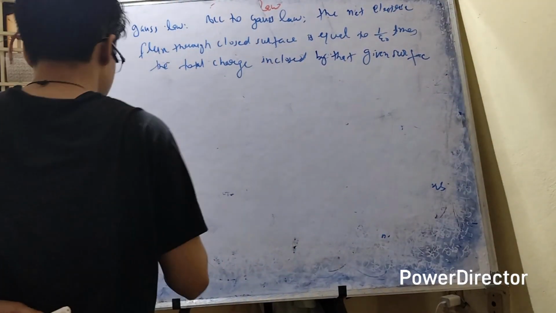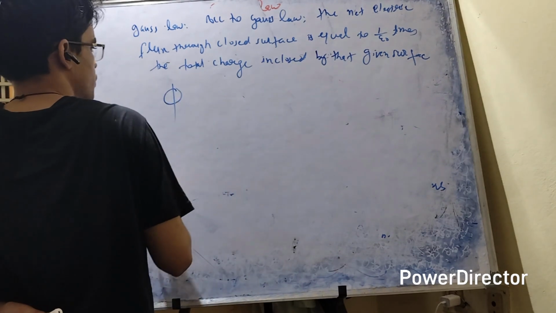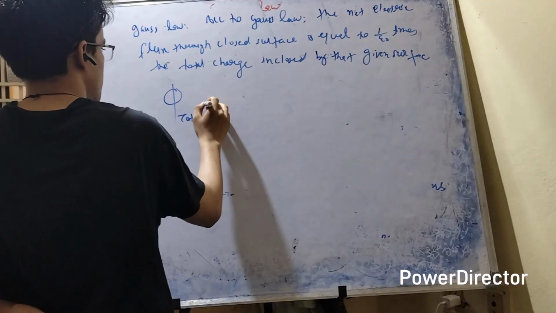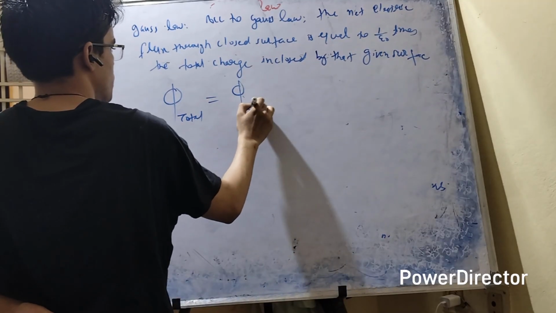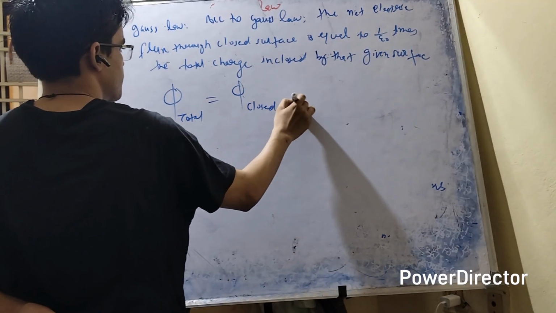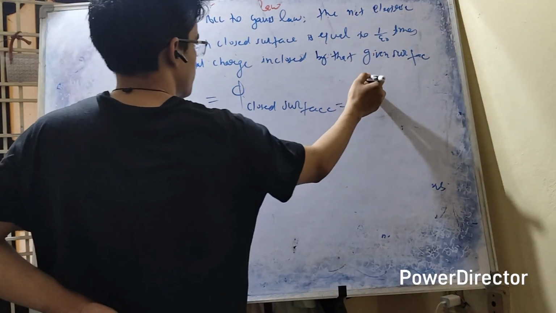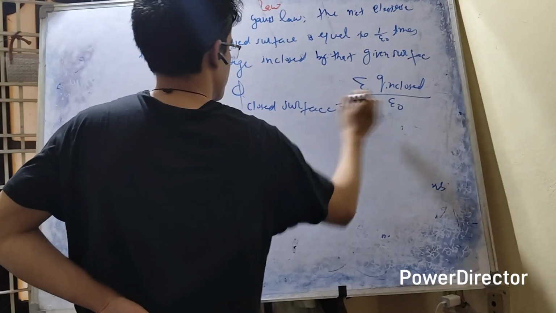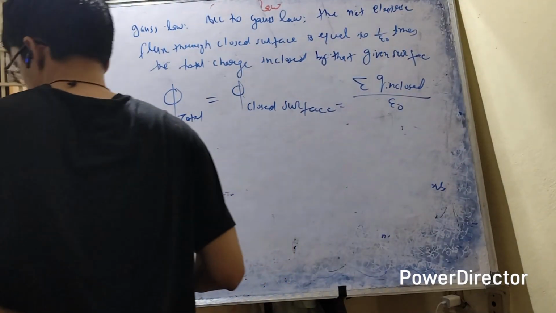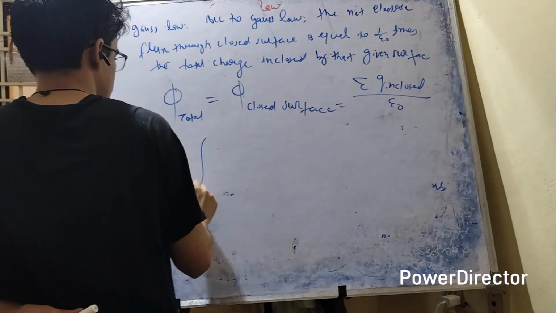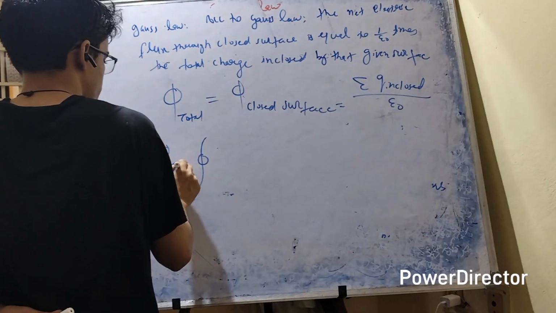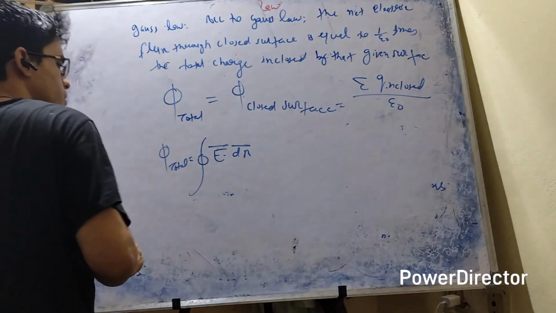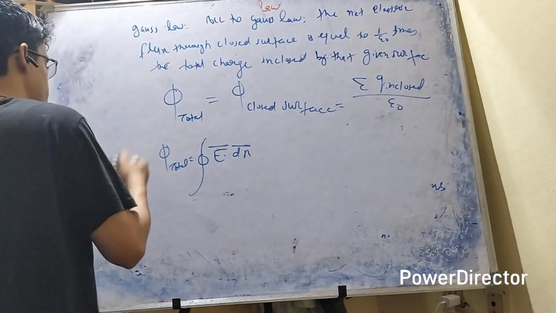Right? So first write here the Gauss law mathematical equation. Phi total equals phi closed surface equals summation of q enclosed upon epsilon naught. Next you can write the closed integral: phi total equals the closed integral of A dot dA. A is a vector quantity, and area is also a vector quantity.